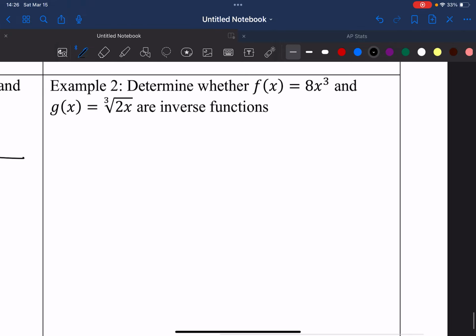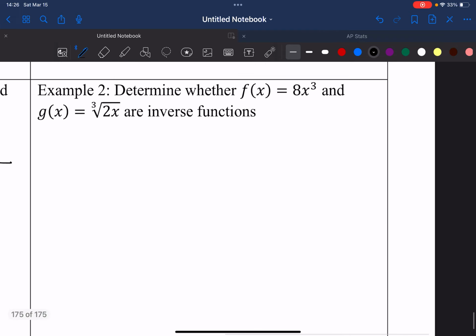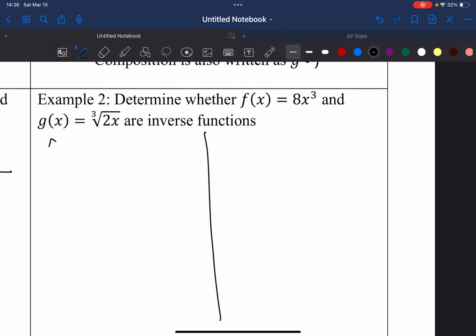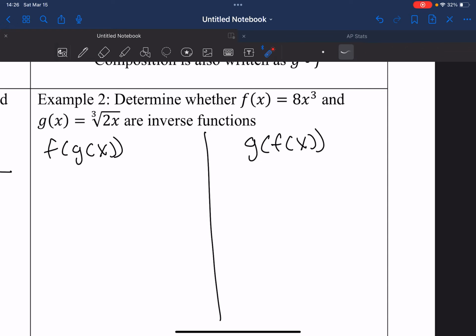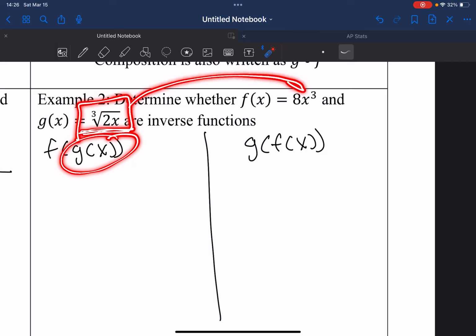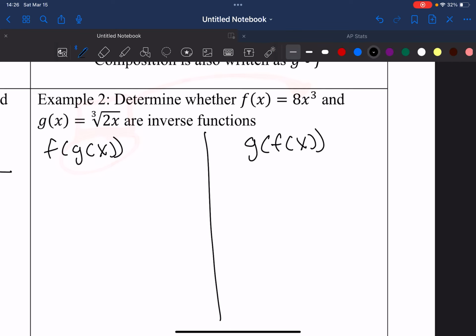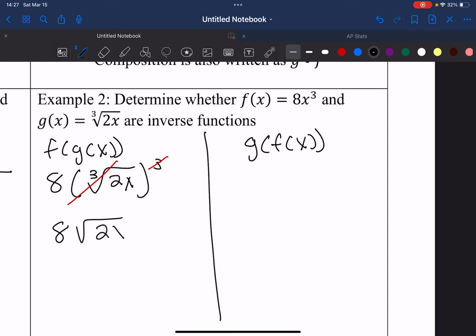Now look at example 2. We got to do the same thing. We have to do f of g of x and the opposite, g of f of x. So starting with this one, g of x is this right here. I'm going to plug in this anywhere I see an x on the f of x function. So I have 8 times the cube root of 2x cubed. Now I simplify. Cubed and cube root cancel out. So I'm left with 8 times the square root of 2x.